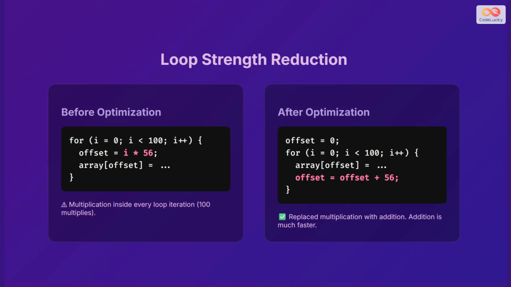Strength reduction shines when used inside loops. In the example on the left, we are calculating an array offset by multiplying the loop counter, i, by 56 in every single iteration. That is 100 multiplications. On the right, the optimized version removes the multiplication entirely. Instead, it adds 56 to the offset in each step. Repeated addition is much faster than repeated multiplication.